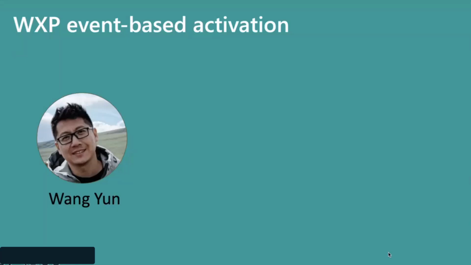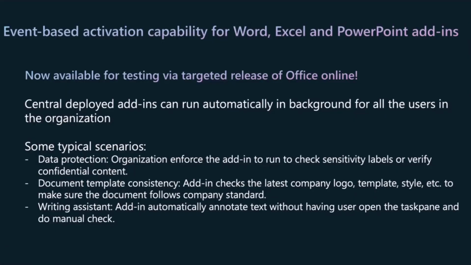And the next section is about WXP event-based activation. We have talked about this capability several times in community call, and today, it's available for testing through the targeted release of Office Online. So just a little bit of recap here. The event-based activation capability is actually central to enabling centrally deployed add-ins to automatically run in the background for all the users in the organization.